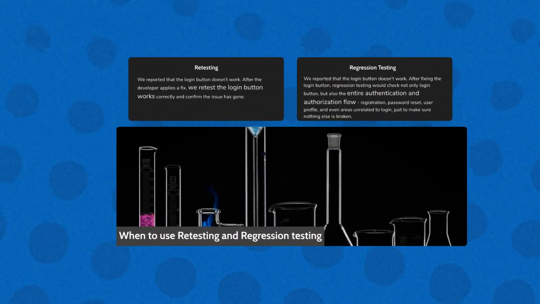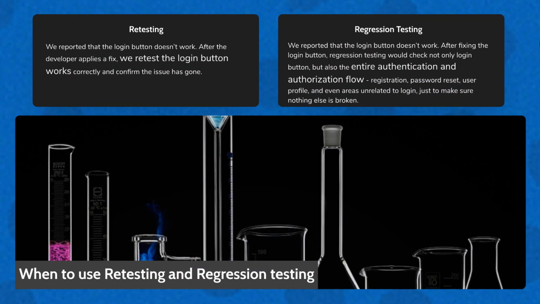Okay, one more example. We reported that the login button doesn't work, for example. After the developer applies the fix, we retest that the login button works correctly and confirm that the issue has gone. So key points about retesting: retesting is done after a defect is fixed, and retesting is mandatory for every bug fix.